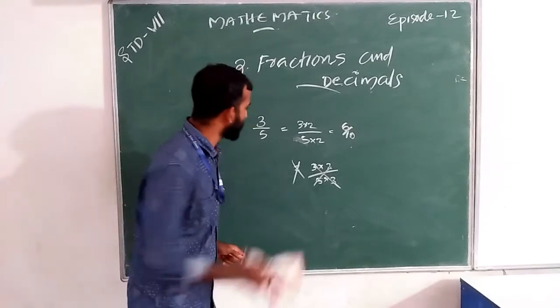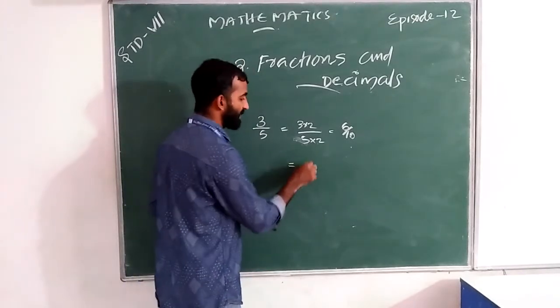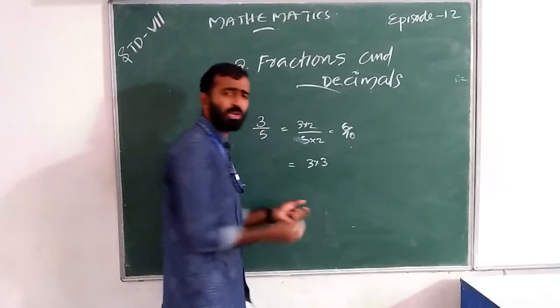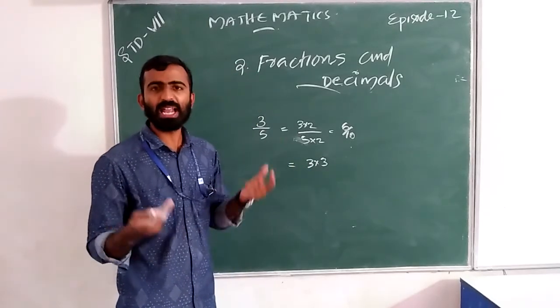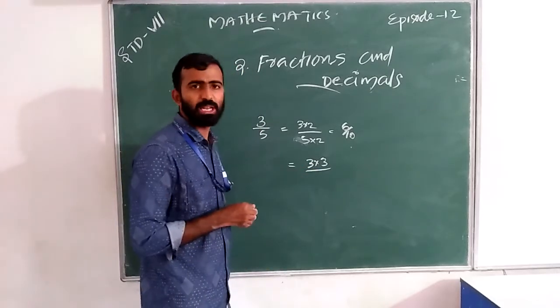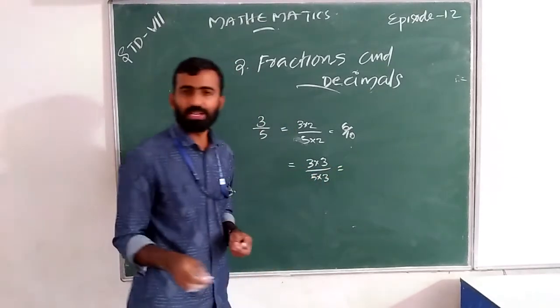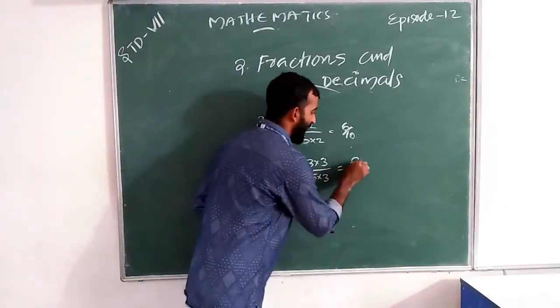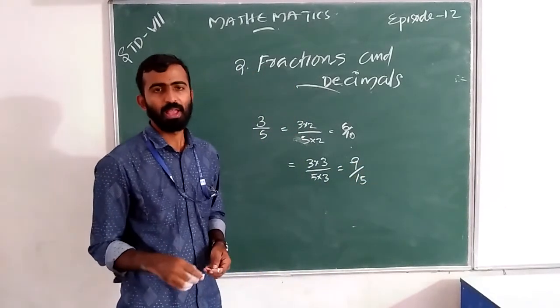Next, we can write another equivalent fraction. As you like, 3, 4, 5, you can take any number. I take 3. So 3 into 3 and 5 into 3. What do we get? The answer is 9 by 15. 9 by 15.